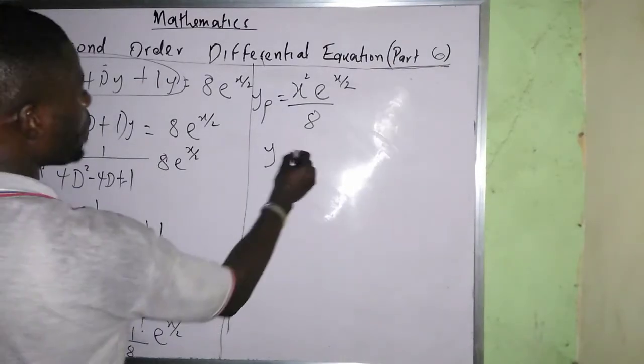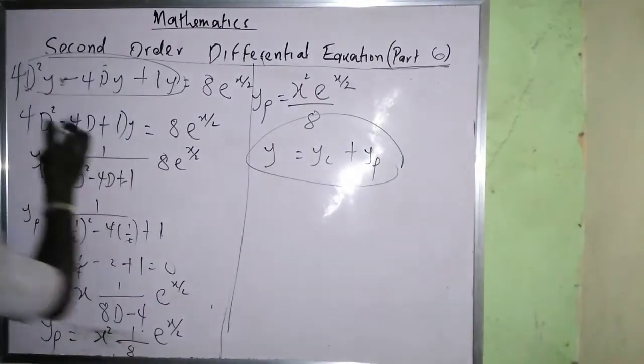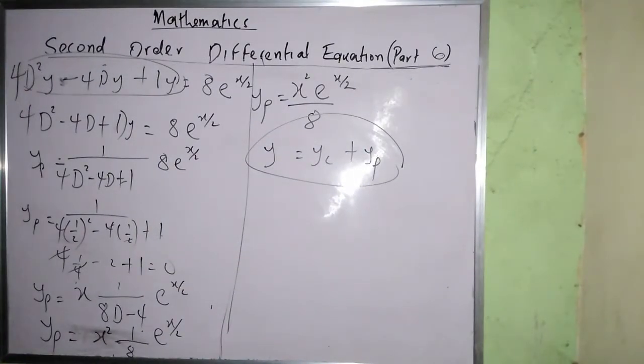We're told that y equals y complement plus y particular, whatever we get. I think we have to find the root of this equation, which is 4, 4, and we get something very good. Now, that is all about this.